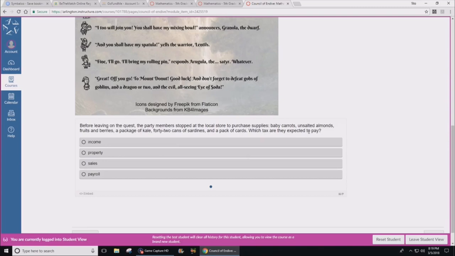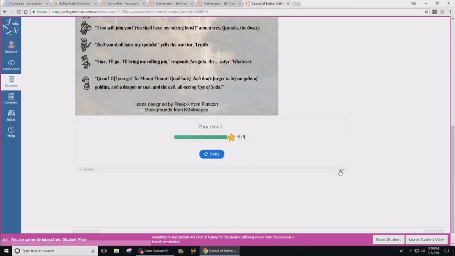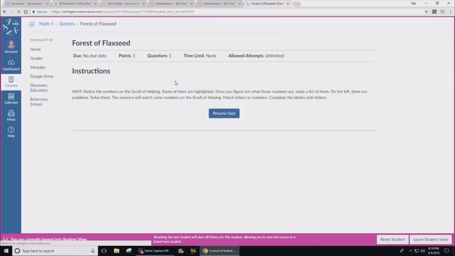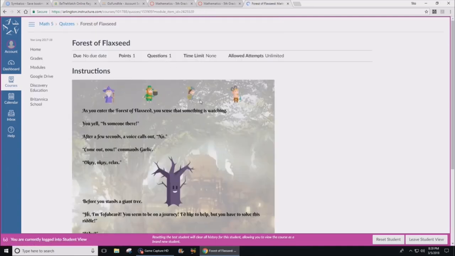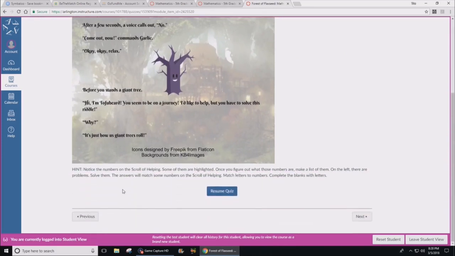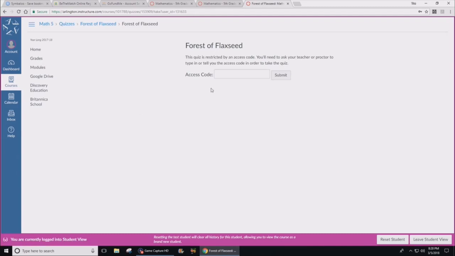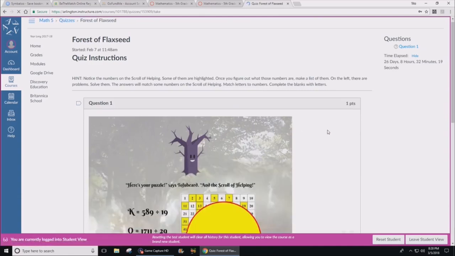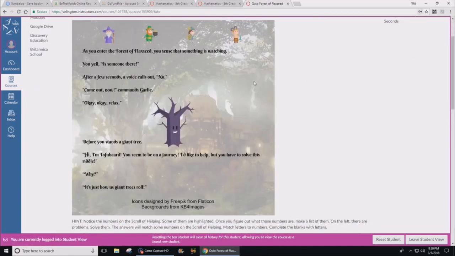So they have to read this. What tax are they expected to pay? It's actually sales. You can see that this here is from H5P, so I use H5P quite a bit. Now they're going to go next. And remember, each one leads them to the next one. So now they have a quiz, which gives them a little bit more information. And now they're able to go into the quiz, but they need a code. So what code is that going to be? Sales, because that answered the last task.